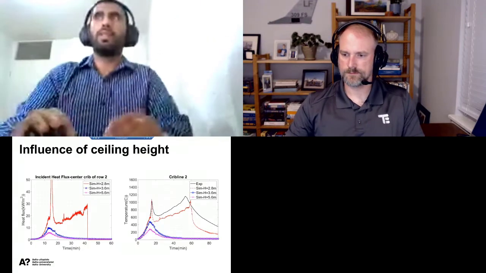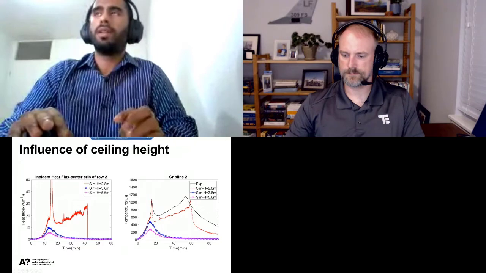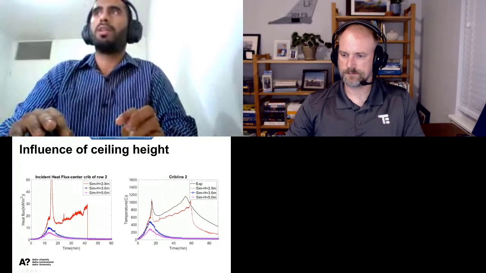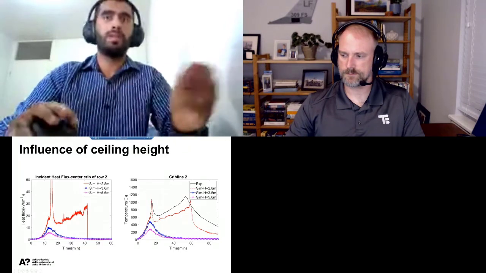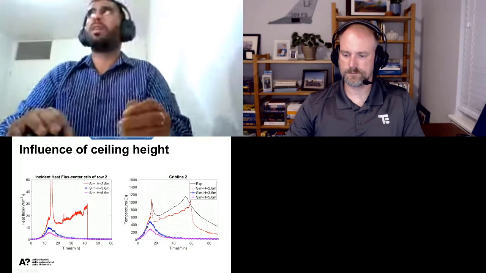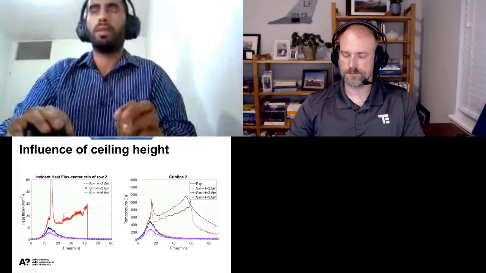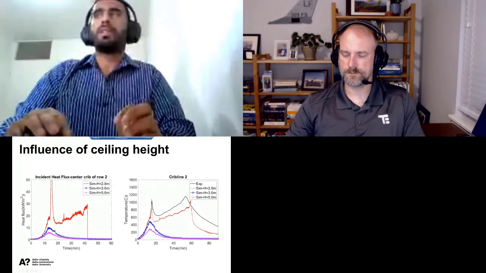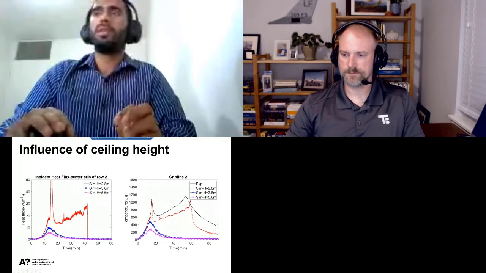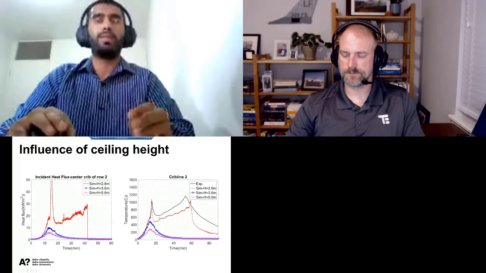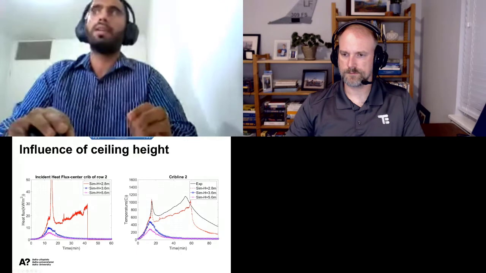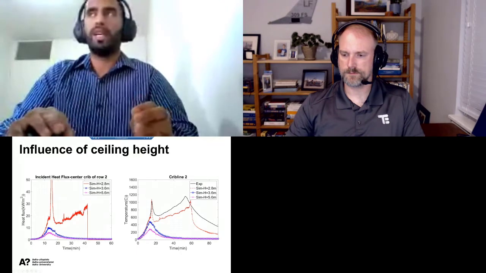We also tested the influence of the ceiling height, and this relates with a presentation that we had yesterday about the ceiling height affecting the smoke layer and all in the car parks. And here we see something similar. When the ceiling height is increased, the incident heat flux on the second row of the cribs reduced rapidly, and we did not see a fire spread.